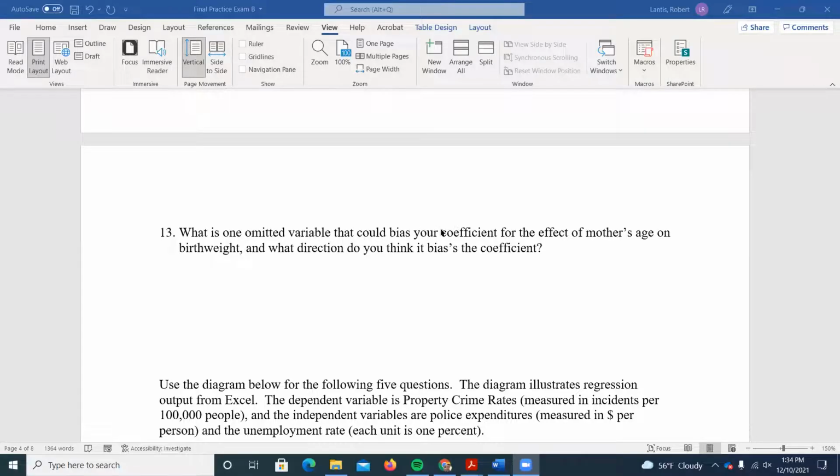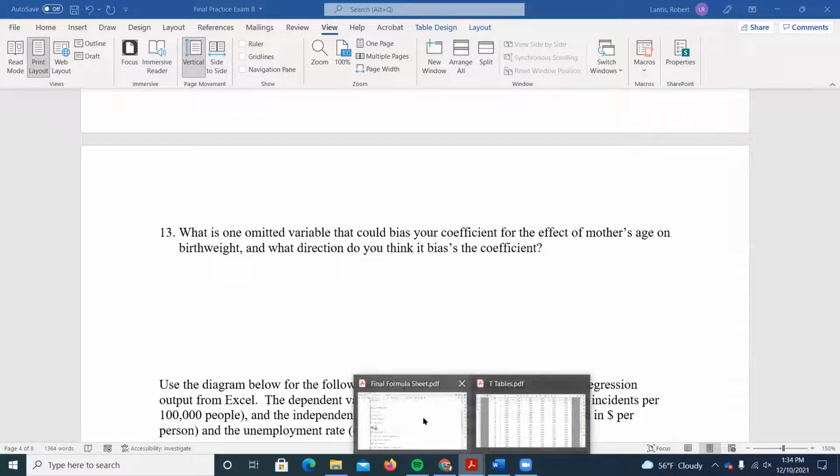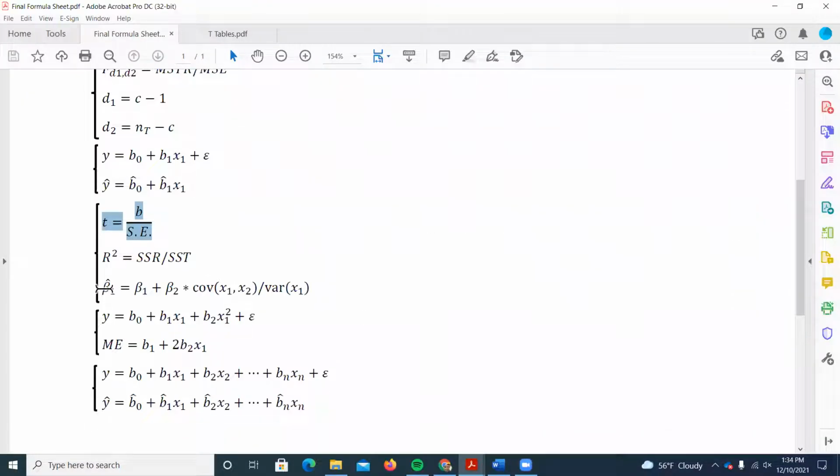So when you're thinking about what we just did, what direction do you think it's going to bias the coefficient? We used this right here. We talked about intuitively going into it what we expected for that covariance sign to be, what we expected the coefficient would be if we included that second variable in our regression, and then put a sign on our bias there. Okay. Any questions on that?